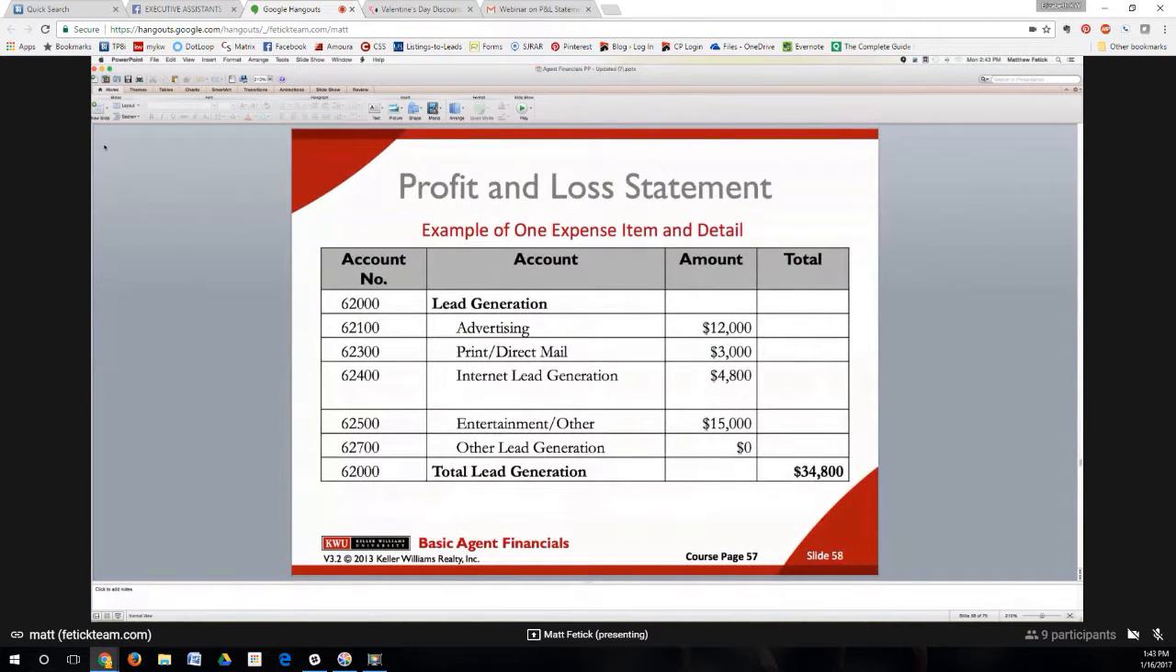Okay, so here's a sample, here's one section of how you read a profit and loss statement. If you look on here, you can see you've got account numbers, right? And then you've got lead generation. So 62,000 is lead generation. Then 62.1, advertising, 62.3, print, 62.4, internet lead gen, 62.5, entertainment. And then you go back down to 62,000, which is total lead gen, and you bring it across, right? So what you're doing is you take your main category, your 62,000 in lead gen, then you take all of your subcategories for lead generation, and then you total them back up.